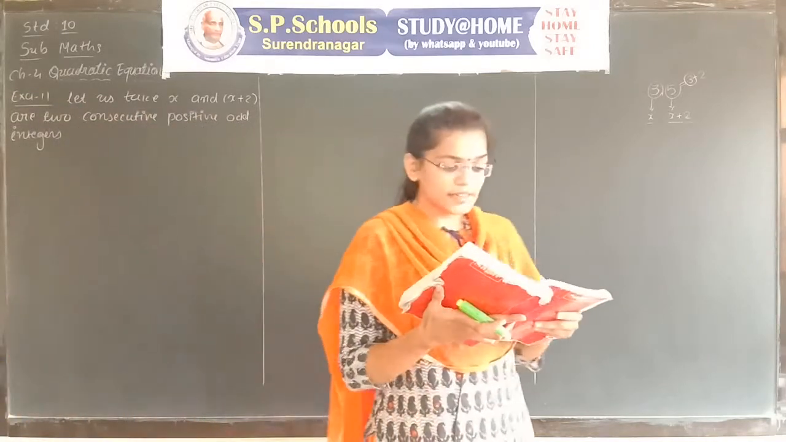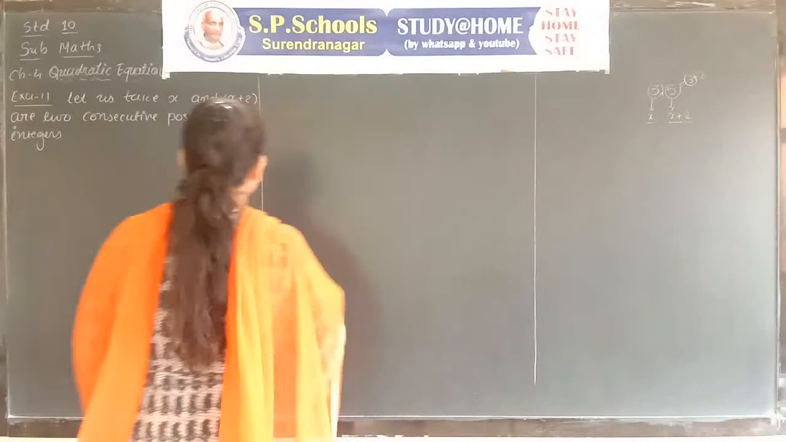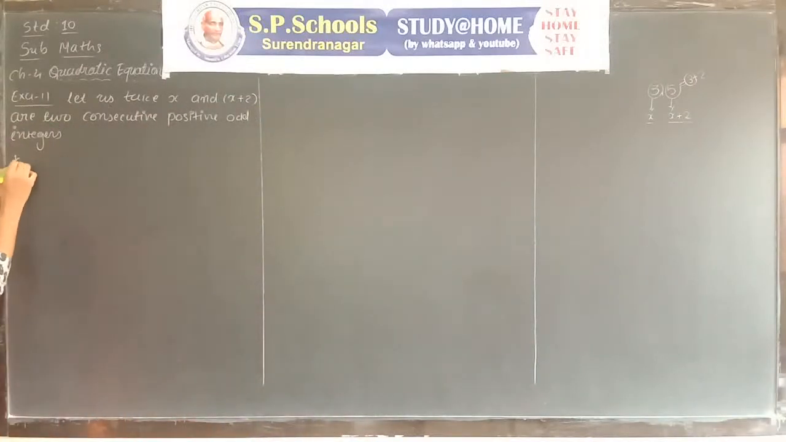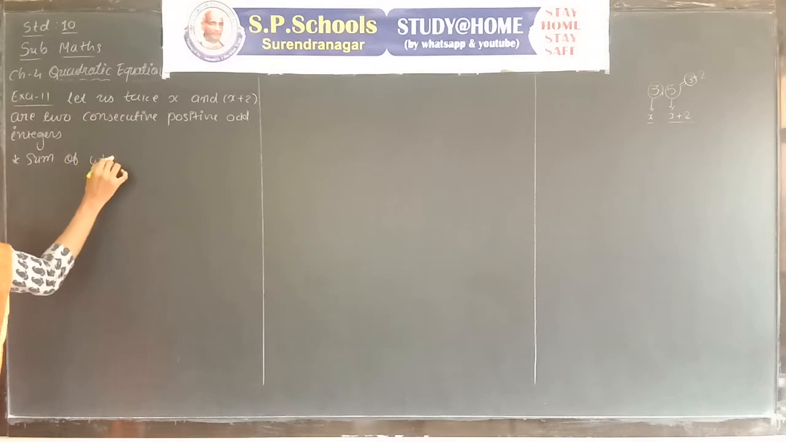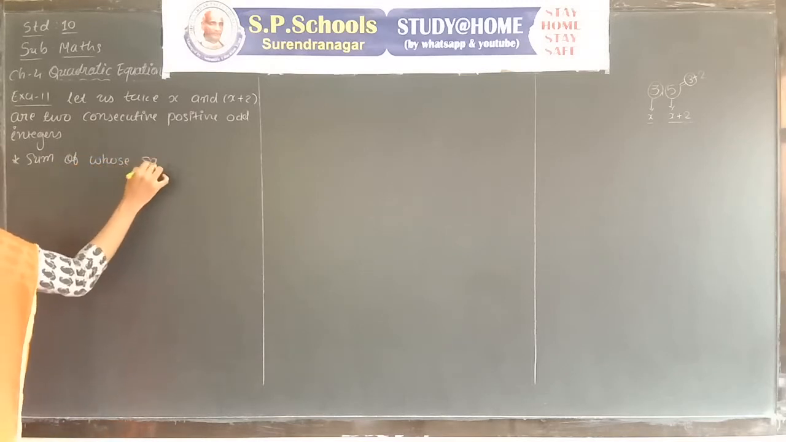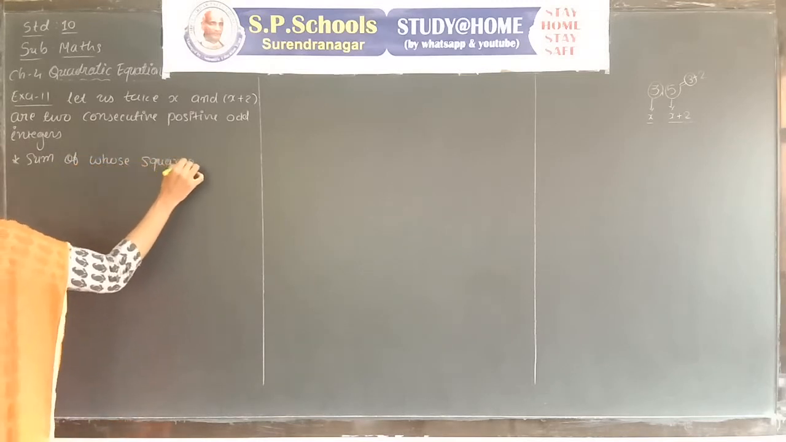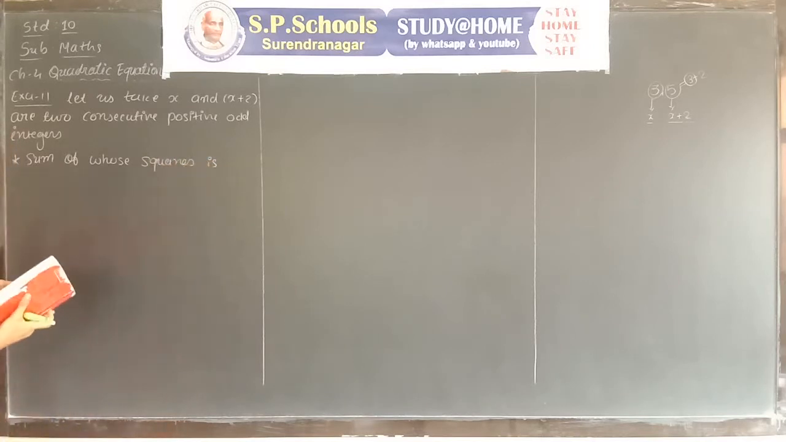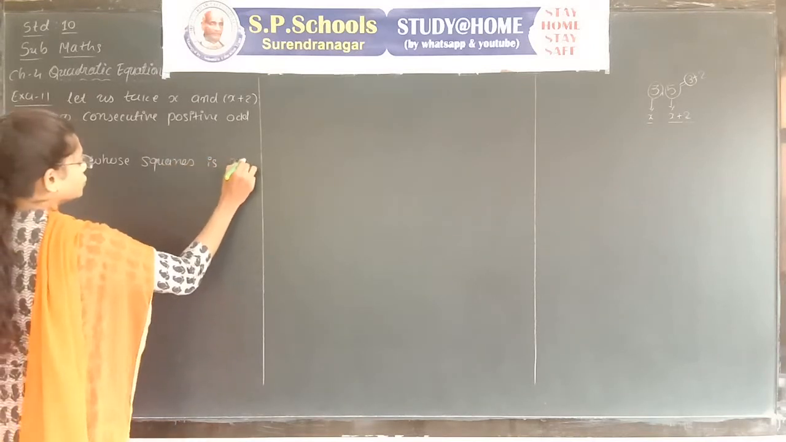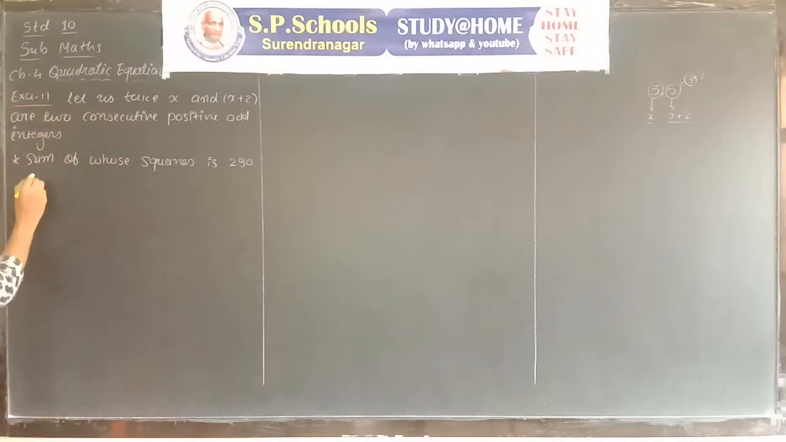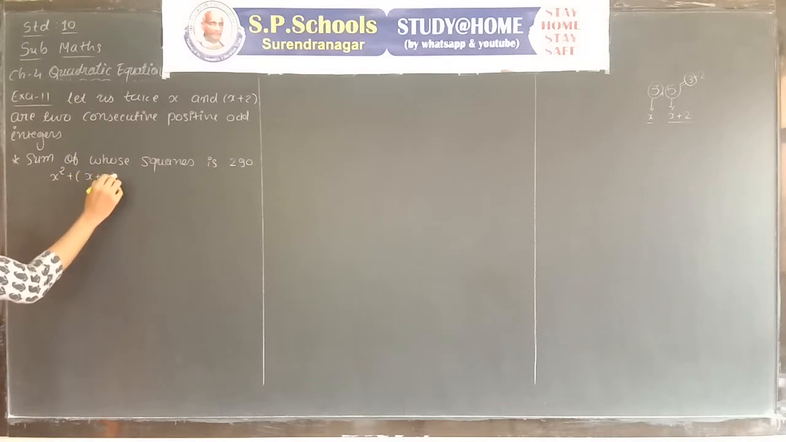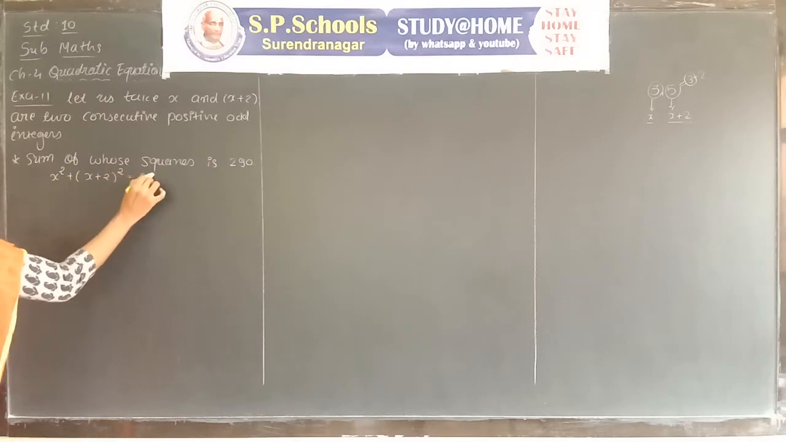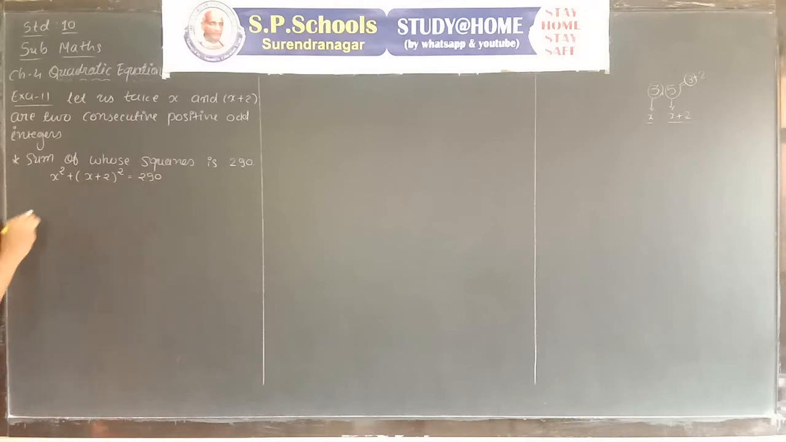Now it is given that the sum of whose squares is 290. That's why x square plus x plus 2 whole square is equal to 290.